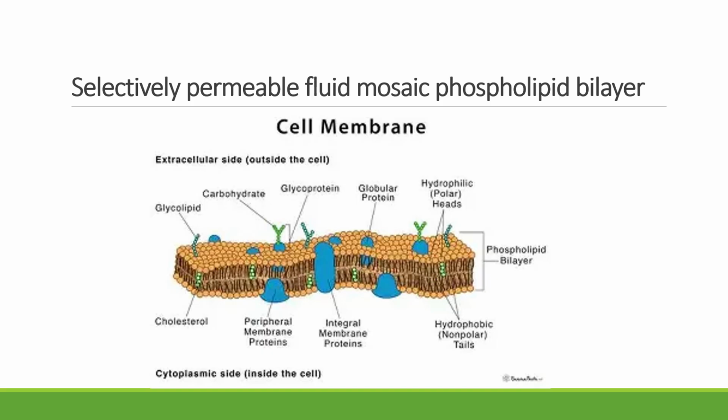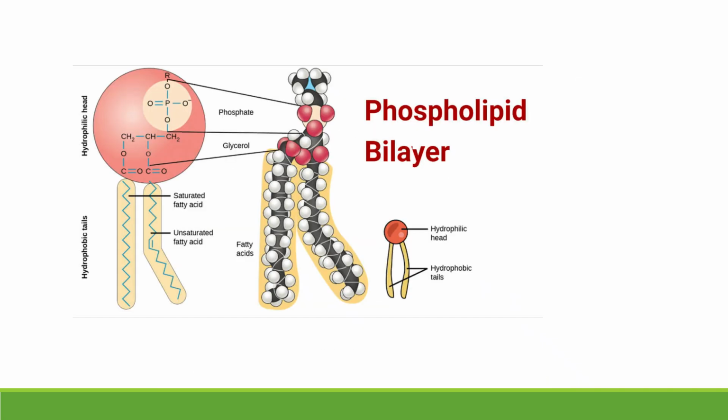So there's a picture of it again, the selectively permeable fluid mosaic phospholipid bilayer. Notice how it looks kind of wavy. They're trying to represent in a static drawing that it's wiggly, right? Again, a picture of that phospholipid molecule.